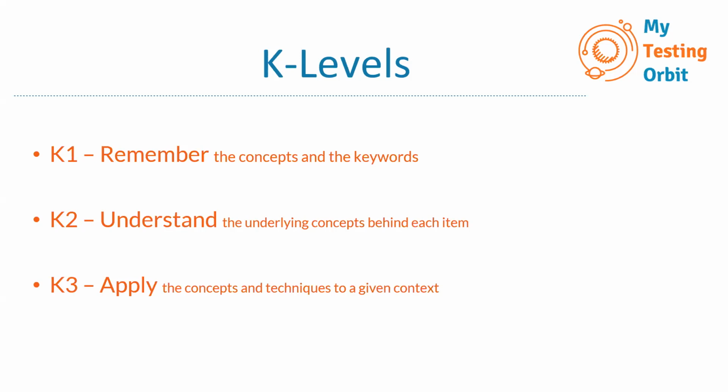K1 would be remember, where you have to remember the concepts, terms, or keywords, and you will be asked questions about it. K2 is understanding, how well you understand the concepts, and maybe there will be a few questions where you have to identify the correct reasoning for something, or an example of something, which will show how well you understand that concept. Then K3 is application. All the concepts and techniques which we have gone through, K3 will focus more on the application of those concepts. So these are the 3 K levels which you will be covering in the exam.